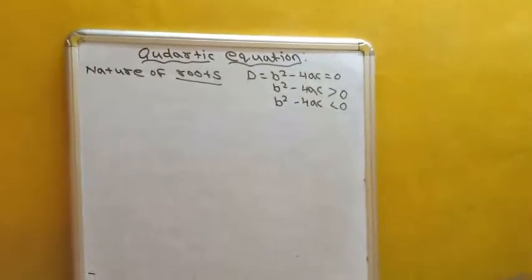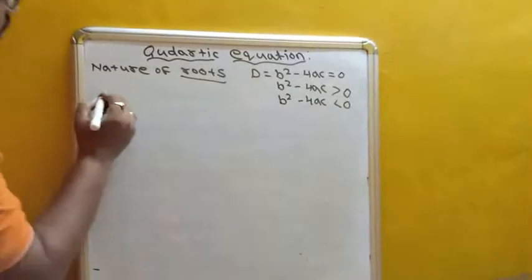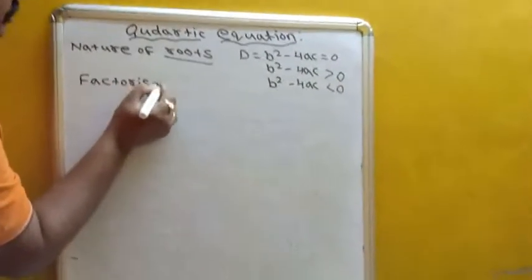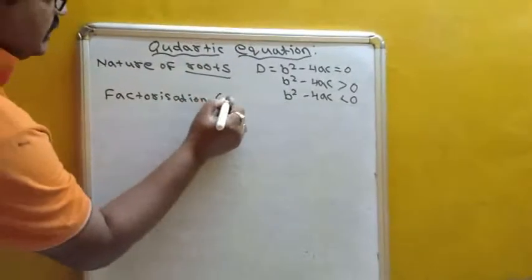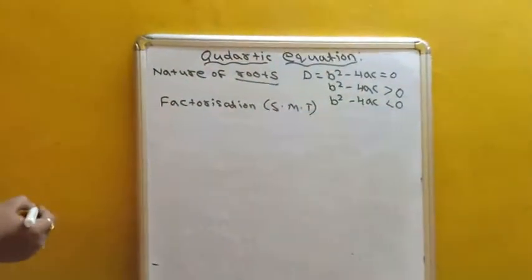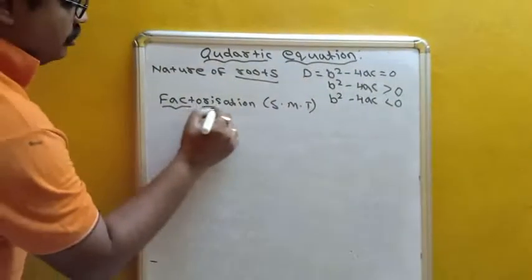So an equation we can solve by two methods. The first one is factorization, or you can say splitting the middle term. Splitting the middle term. So how do you do this?